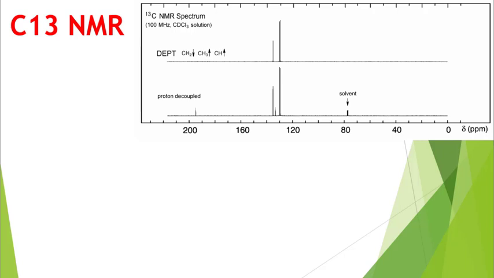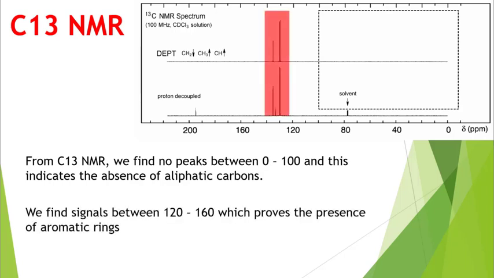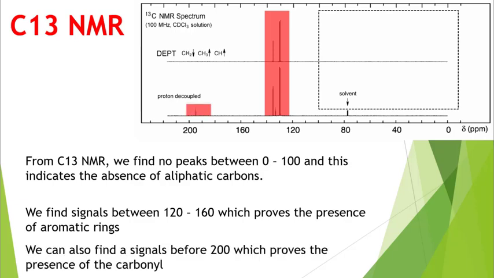We find no peaks between 0 and 100, and this indicates the absence of aliphatic carbons. We also find signals between 120 and 160, which proves the presence of aromatic rings. We can also find a signal before 200, which proves the presence of the carbonyl.